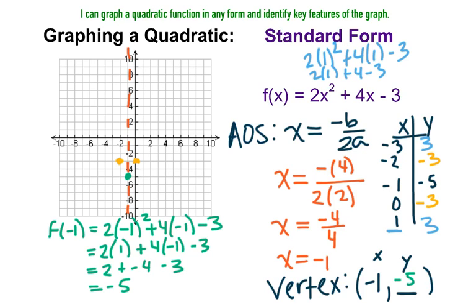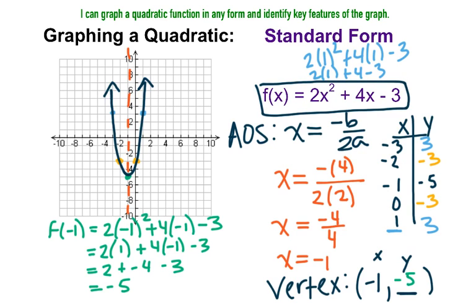So now that we have a decent amount of points and we can get a good shape of our graph, so I flip this guy over, we can go ahead and connect our parabola. Connect our points to create our parabola. And there's the graph of the function f of x equals 2x squared plus 4x minus 3.